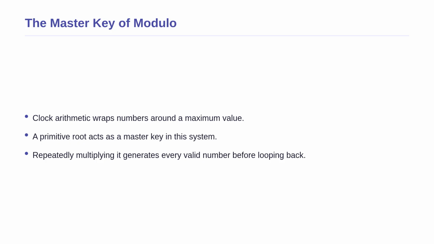To understand this master key, we first need to look at clock arithmetic, also known as modulo arithmetic. In this system, numbers wrap around after reaching a certain maximum value, just like the hours on a clock face. A primitive root is a special number in this system. When you repeatedly multiply this number by itself, it generates every possible valid number in that clock system before finally looping back to the start.